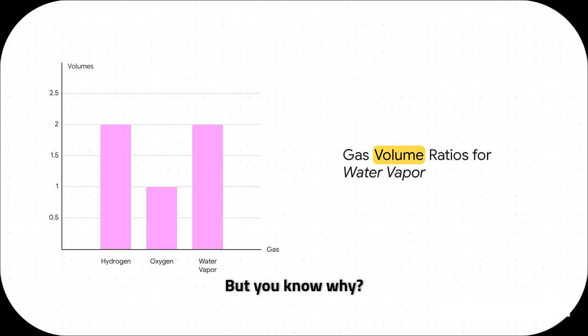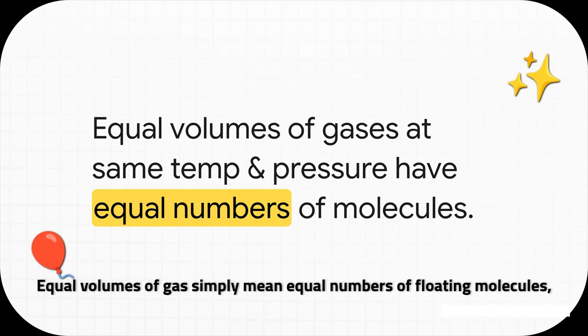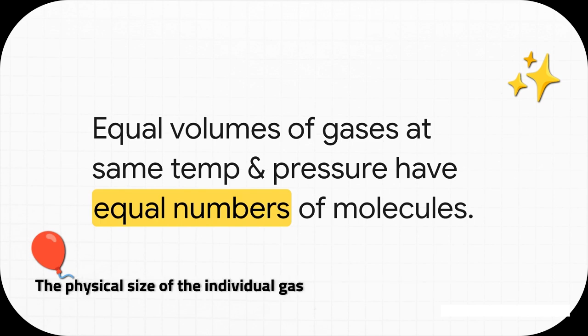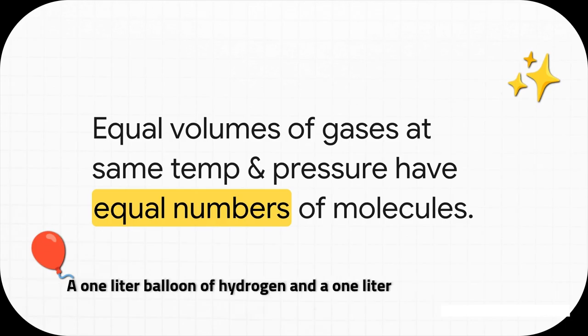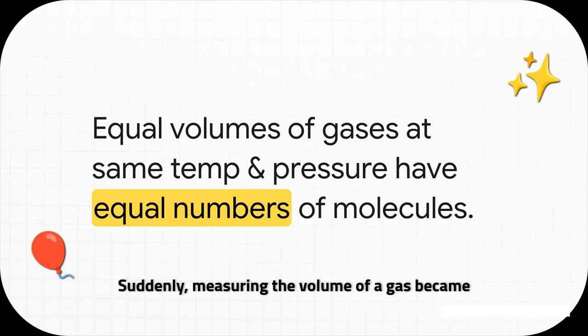But, why? Well, Avogadro stepped in with this revolutionary realization: equal volumes of gas simply mean equal numbers of floating molecules, completely explaining those perfect ratios. At the exact same temperature and pressure, the physical size of the individual gas molecules doesn't actually matter. A 1-liter balloon of hydrogen and a 1-liter balloon of oxygen contain the exact same number of particles. Suddenly, measuring the volume of a gas became a direct way to count invisible molecules.